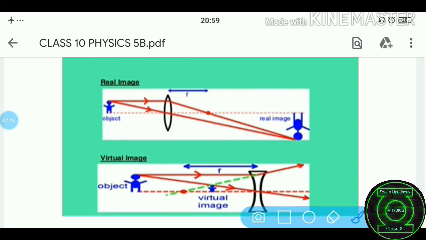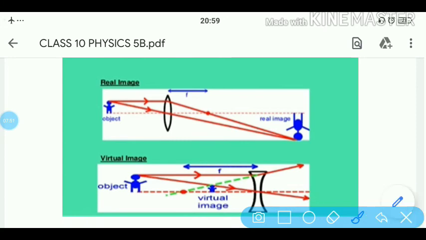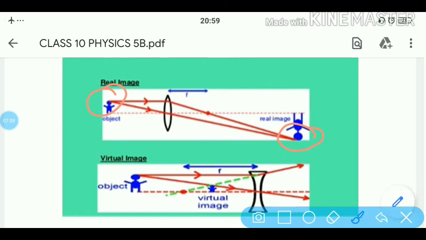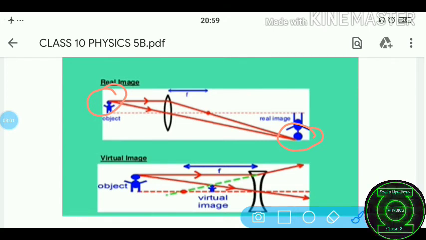Hence, this type of image formation is called a real image, where the refracted rays actually meet at a point. A real image can be obtained on the screen. It is inverted with respect to the object. This was our object, and hence the image is inverted with respect to the object. Now, next case, virtual image.